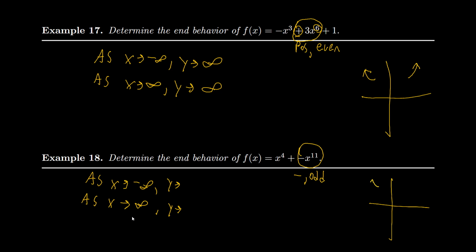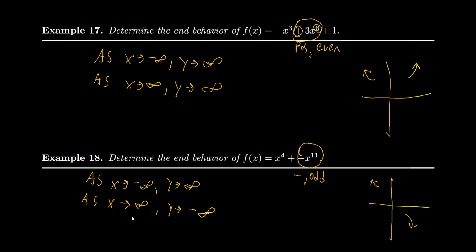Negative odd, go look at your table, looks like this. So as x goes to negative infinity, y goes to positive infinity, and as x goes to positive infinity, y goes to negative infinity. That's all that there is to it. Find the term with the degree in it, and then use your table, or just have it memorized, and you know the end behavior of it.